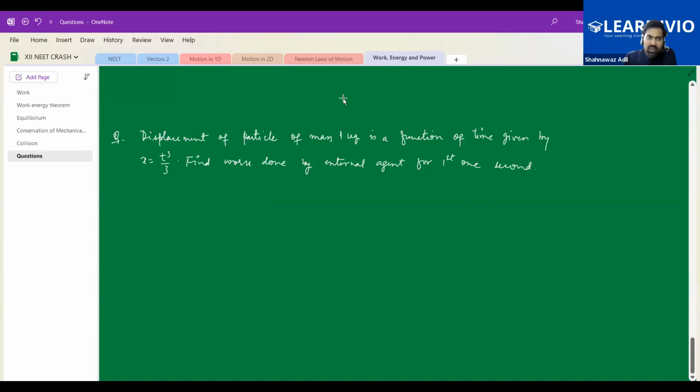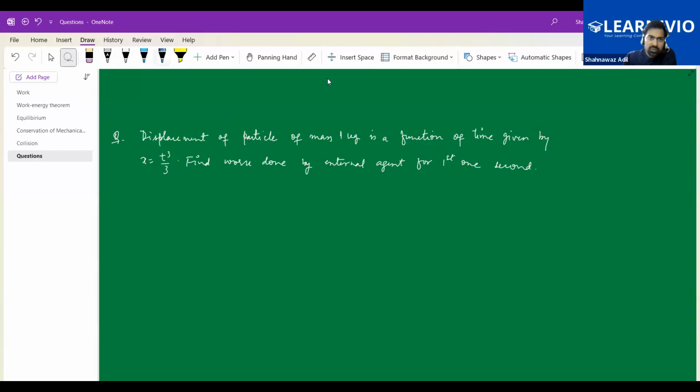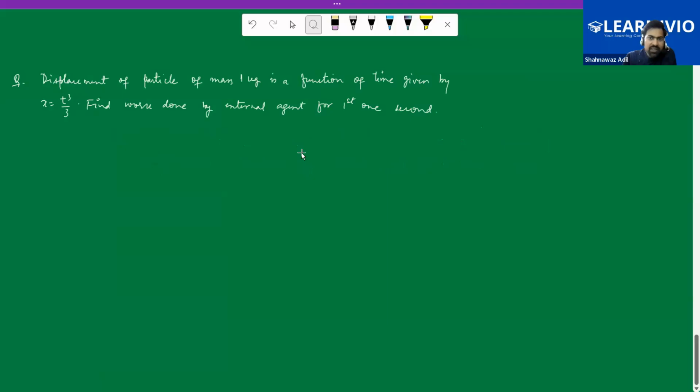Okay, so this is the question, and this is in the parametric form. So how do we do this question? We know that x is given, which is t cubed by 3. So from x, we can calculate what is velocity.